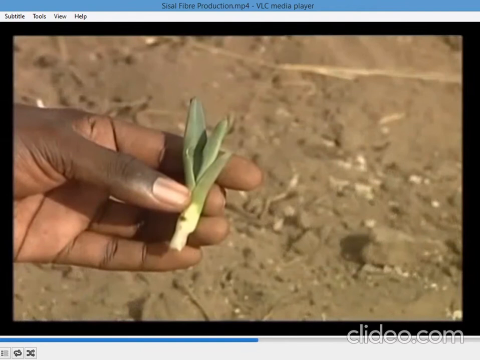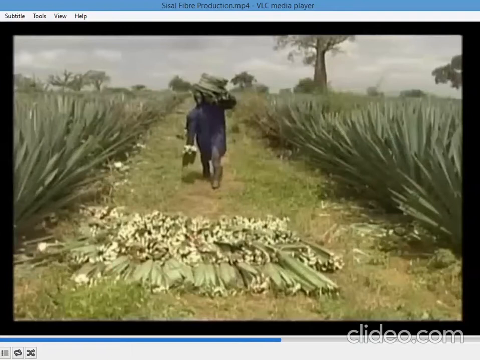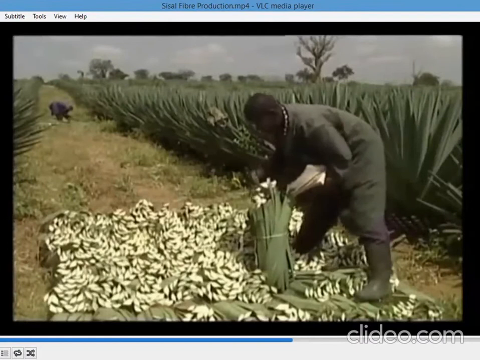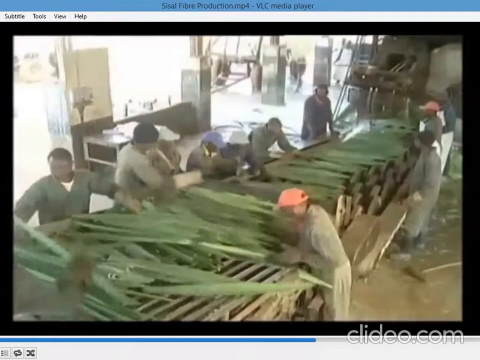During its lifespan, the plants can offer up to 20 cycles of cutting. The cut leaves are tied into bundles, which are then arranged at the end of planting rows for verification and collection. Leaf bundles are loaded by hand onto large trailers and transported to the processing factory. At the factory, the leaves are passed through a large machine known as a decorticator or corona, where the fiber is extracted.